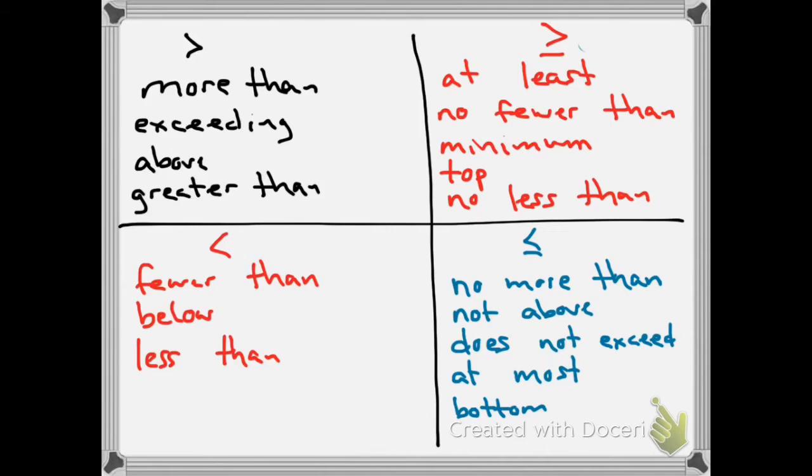And then this one here on the other side, 3 compared to 4. So we're looking opposite from what we have up here. Fewer than, below, less than. These ones you should be more familiar with from elementary school.